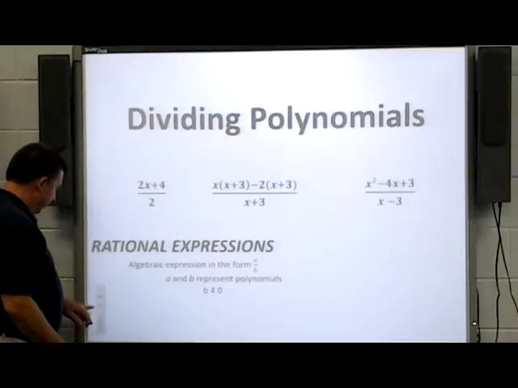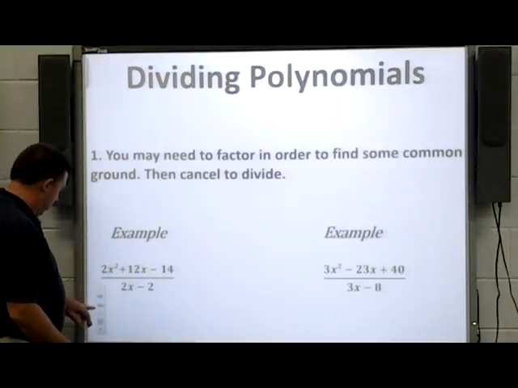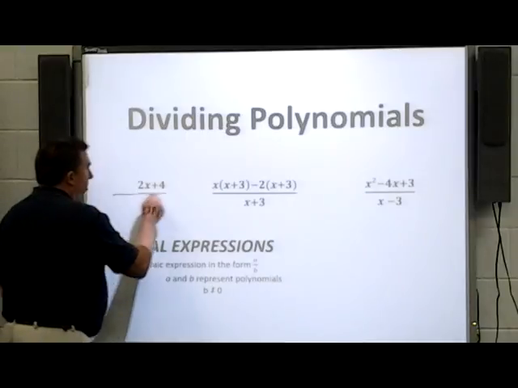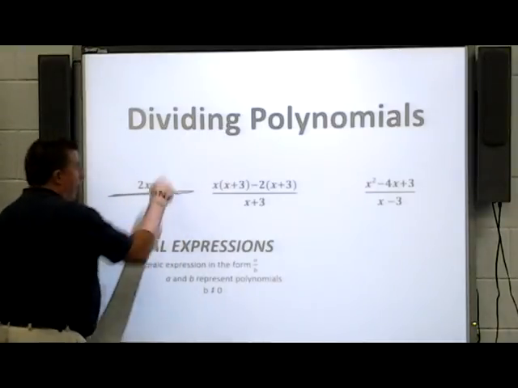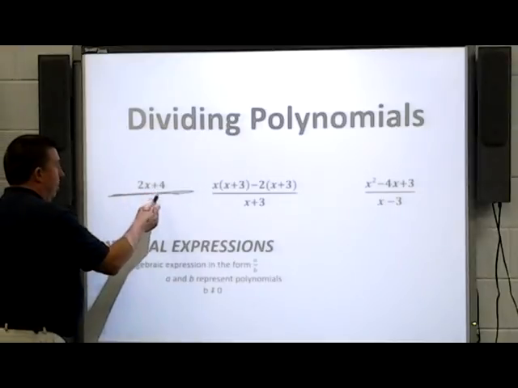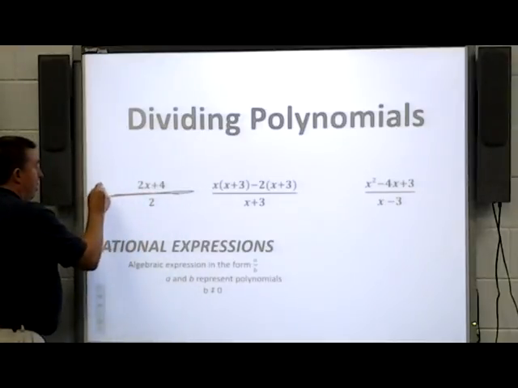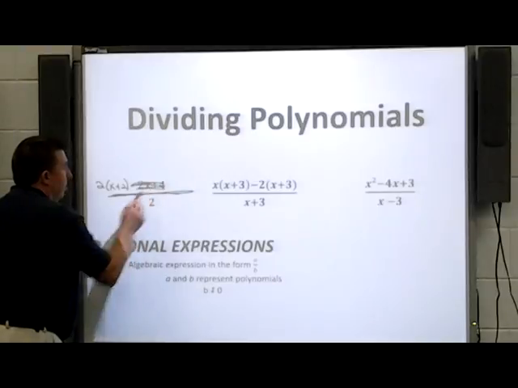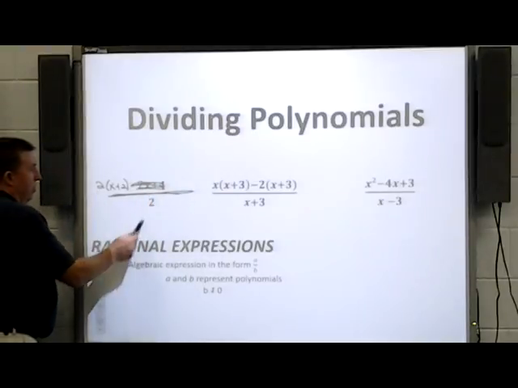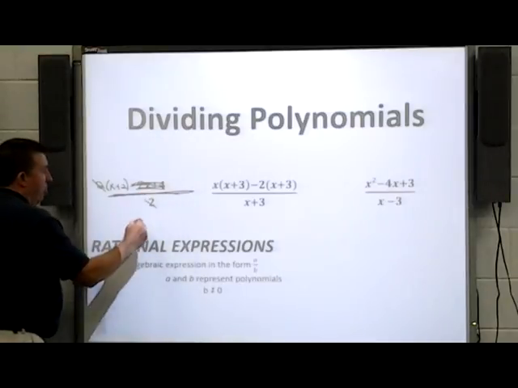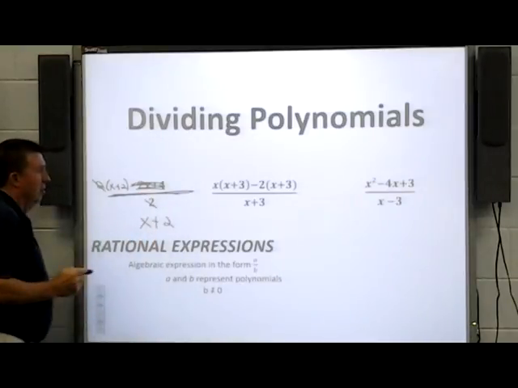So this particular problem, 2x squared plus 4, the fraction bar divides the problem into the top and bottom, so you do top by itself, bottom by itself. I can factor a 2 out of both of these. If I take a 2 out of both of them, this is going to be the same thing as 2 times x plus 2. This has a 2 and this has a 2. Just like canceling fractions, I can divide both of them by 2, so the answer to that whole problem would have been x plus 2.